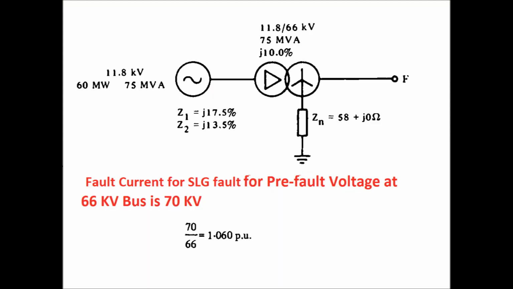Just like the earlier video, the fault current should be calculated for a single line to ground fault for a pre-fault voltage at the 66 kV bus of 70 kV. So we'll convert it to the per unit value at the 66 kV bus, which comes as 70 divided by 66, which is equal to 1.06 per unit.